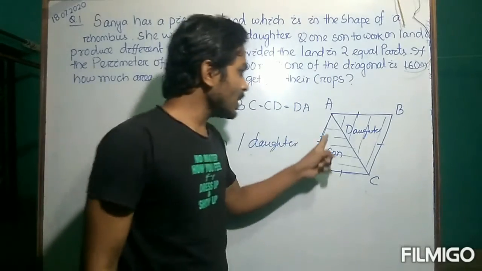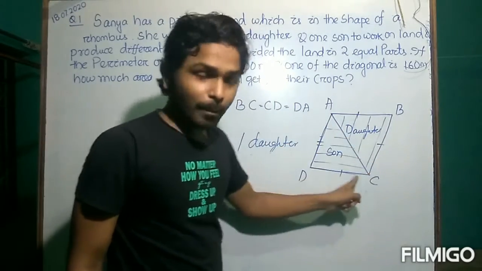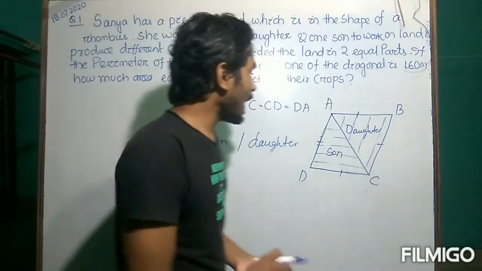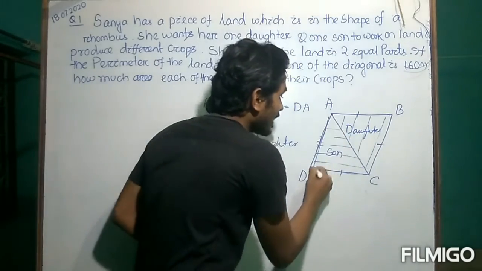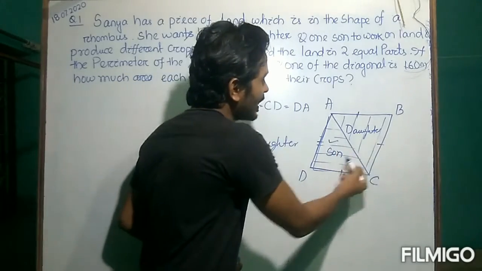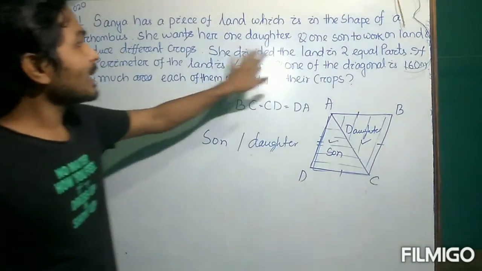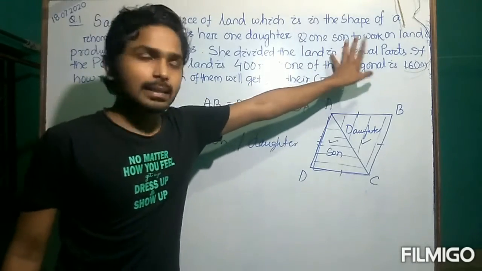You can see one thing: whenever we join this diagonal, this rhombus is divided into two parts, and these two parts are triangular parts. Clear? It is a triangle and it is also a triangle. So she divided the land into two equal parts.